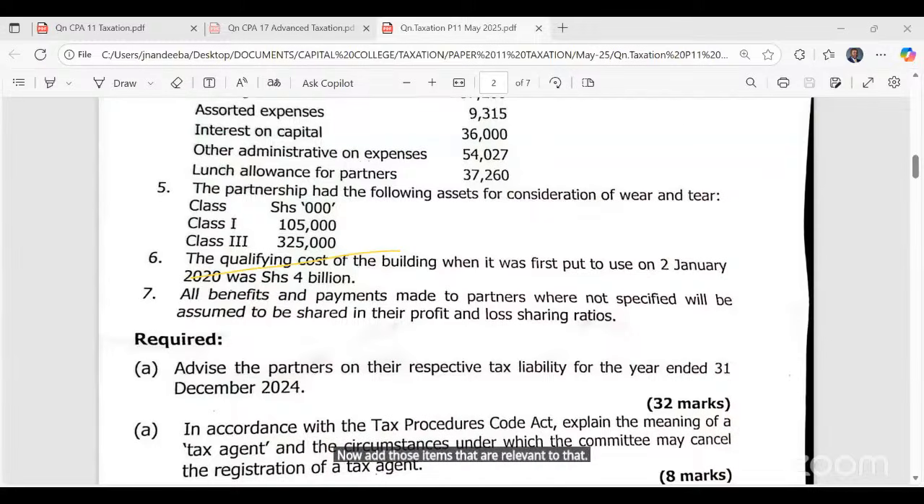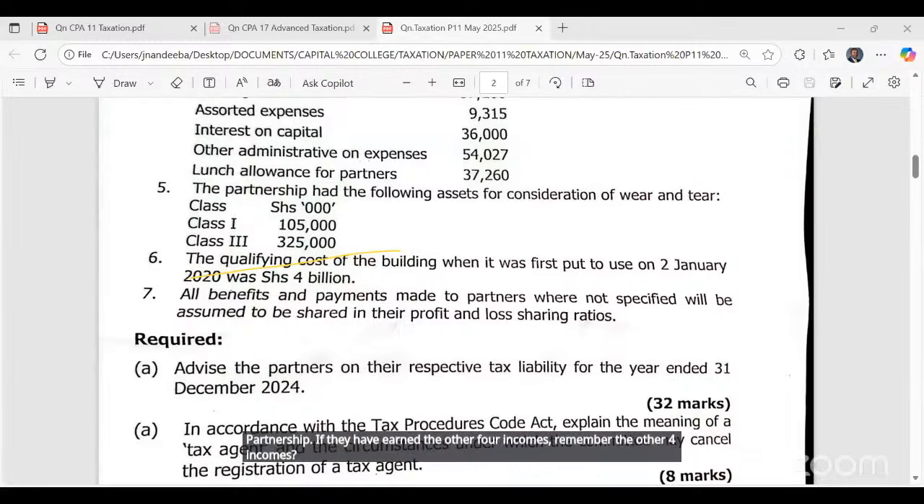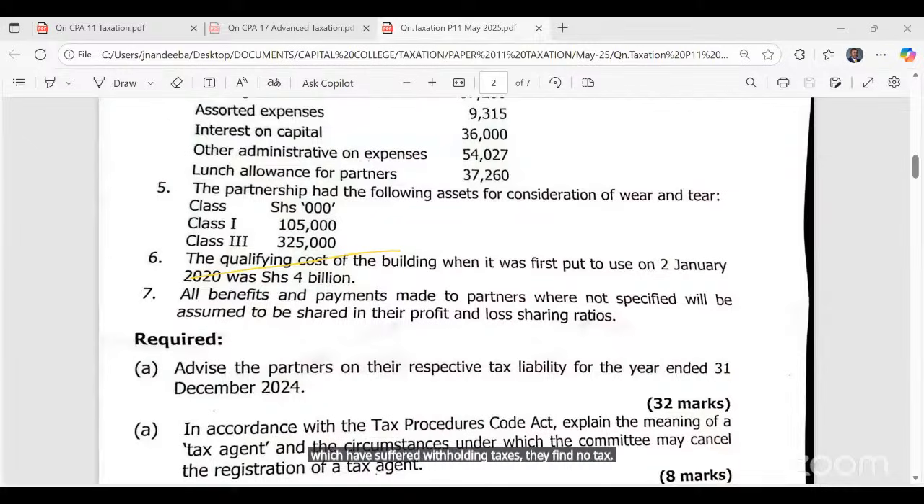Now, with all the add backs that we had, now add those items that are relevant to the partners. And then when you go to less allowables, also the less allowables that we had, you also consider them. If there are capital allowances, if there is rental income, if there is exempt income, all those that we actually considered as less allowables. But on top of that, partnerships, if they have earned the other four incomes, remember the other four incomes which have suffered withholding tax as a final tax, you will also bring them here and remove them, because partnerships are seen as individuals.